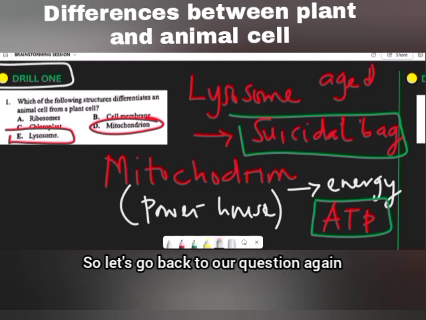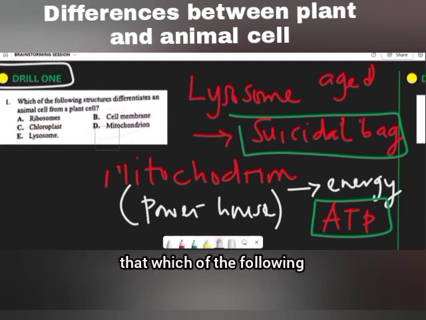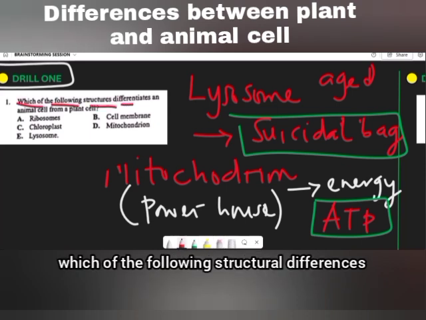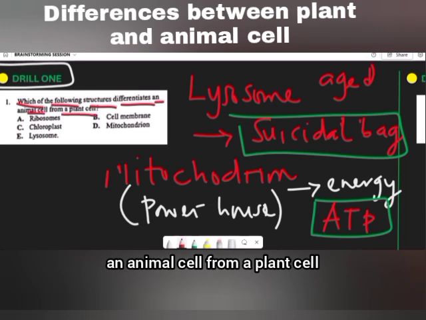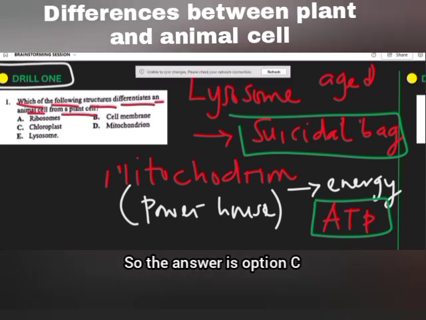So let's go back to our question again. The question says: which of the following structures differentiates an animal cell from a plant cell? So the answer stands as option C, which is called chloroplast.